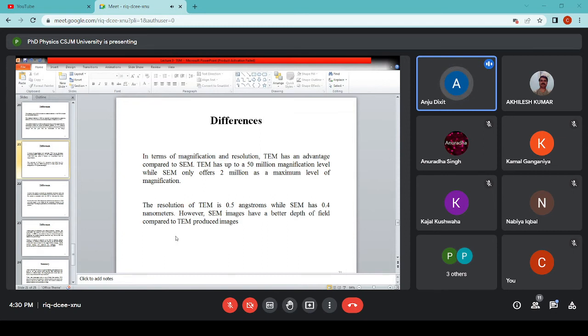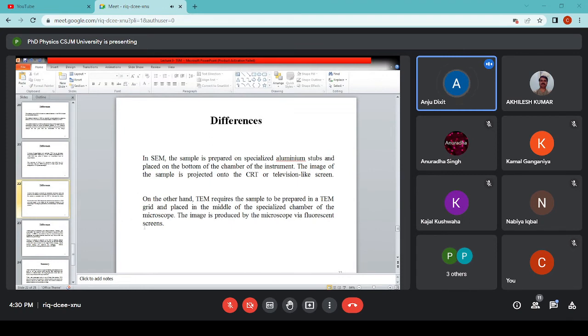Now in terms of resolution, the resolution of TEM is 0.5 angstrom, while SEM has 0.4 nanometers. However, SEM images have a better depth of field compared to TEM images. So these are the differences. Still some differences are there I am discussing.